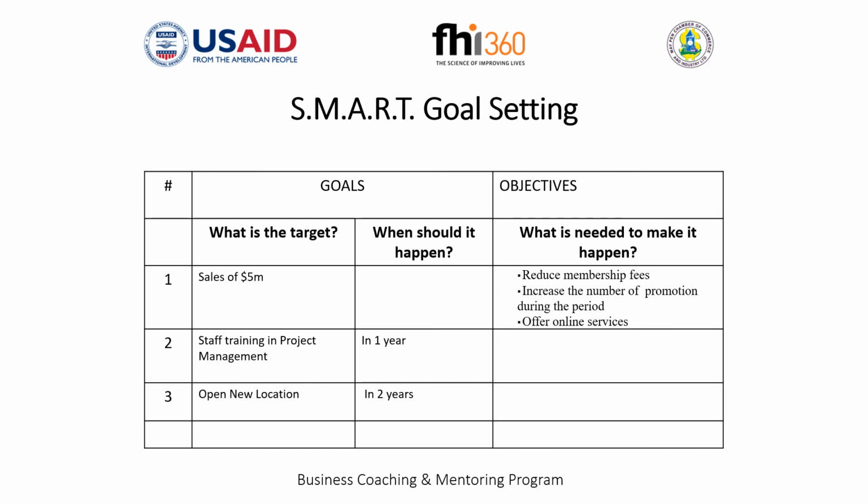And if you notice, there's another column that speaks to objectives. What is needed to make this happen? For this particular business, they need to reduce the membership fee so that more people can access the service. And they need to increase the number of promotion during the period. So they need to promote, they need to market, they need to advertise. And they also need to go online. So they were just doing face-to-face, so they need to go online. So based on that, I want you to identify, give me a reasonable timeline when this business can actually achieve that.